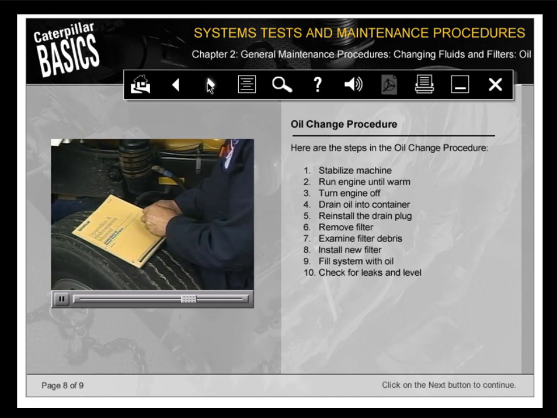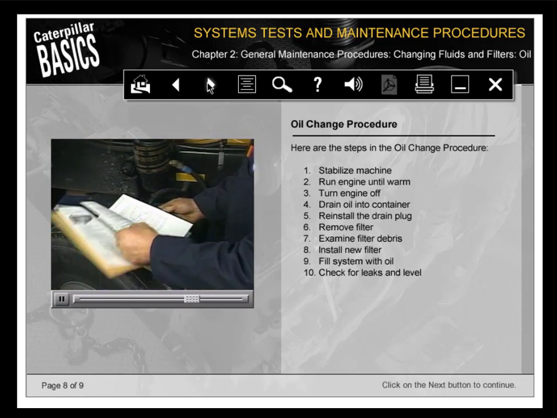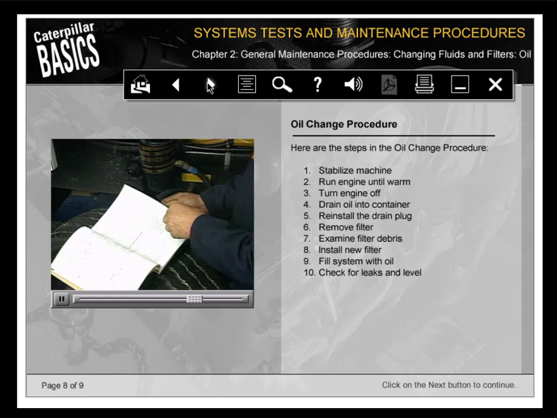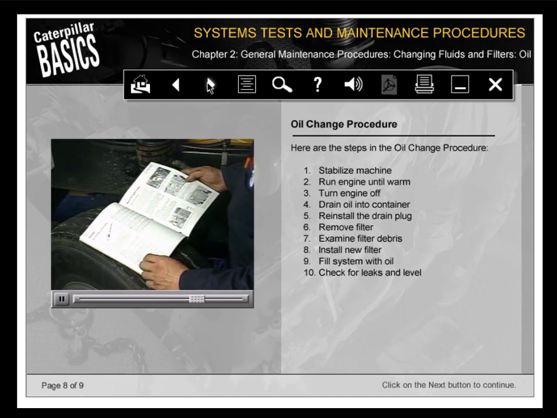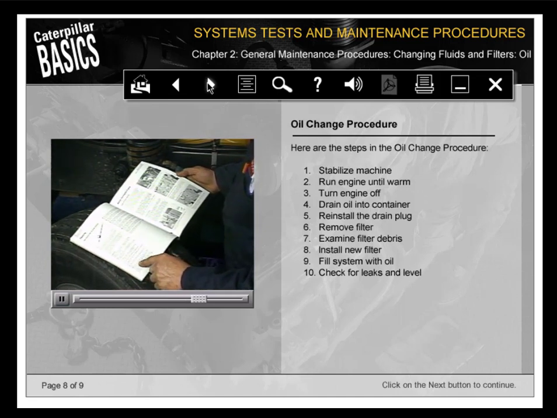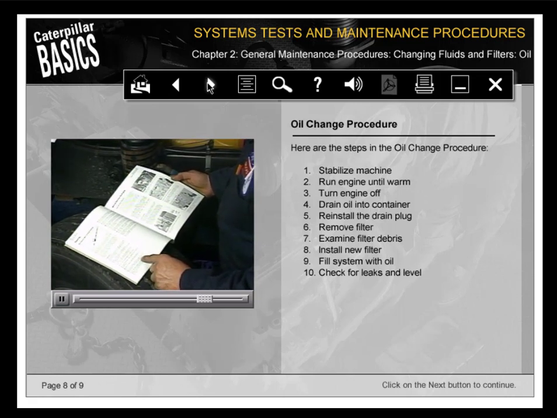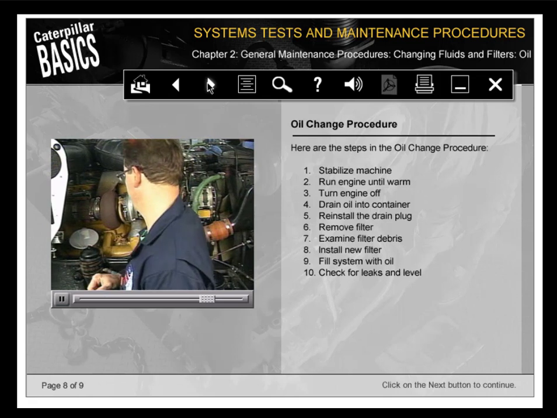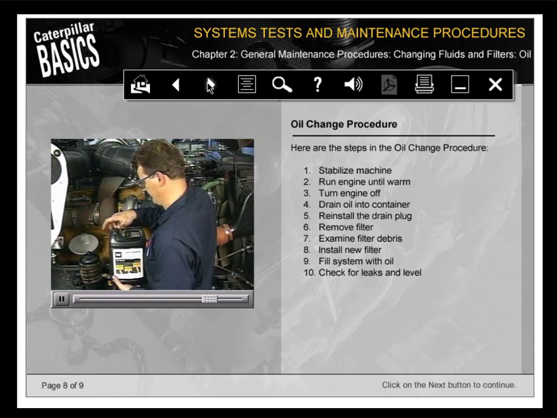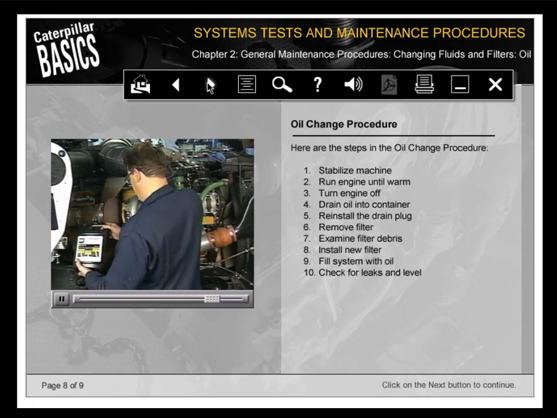After changing the filters, refill the crankcase with new oil. Check the operation and maintenance manual for the type and quantity of oil. Remember that auxiliary equipment will increase the required volume. Remove the oil filler cap and add the specified volume of new oil.